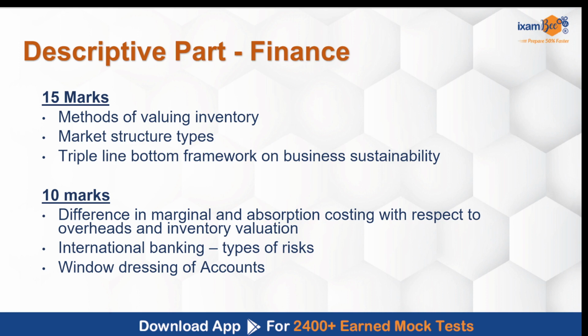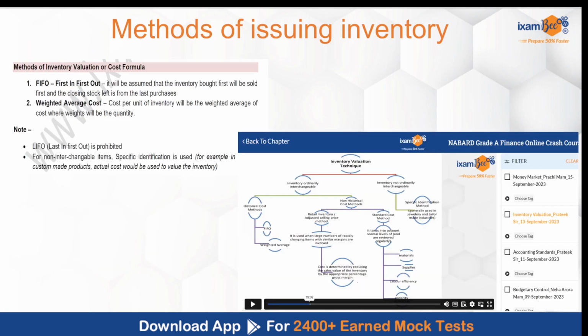The students who had been preparing with iExamB had covered all these topics in a very accurate manner. To give you a glimpse, the question related to methods of issuing inventory basically relates to your FIFO and LIFO methods or the weighted average cost method, a topic very widely discussed both in the live classes and also through the crisp study notes, which have helped you prepare 50% faster.